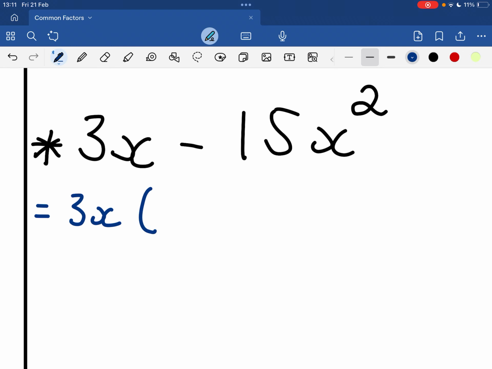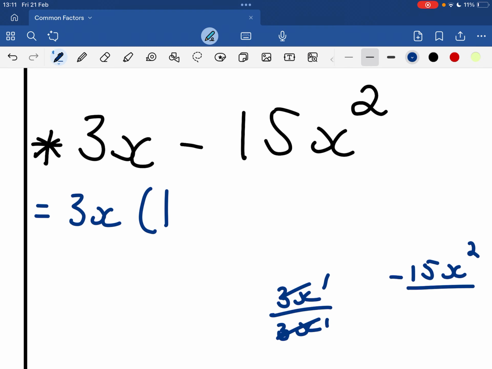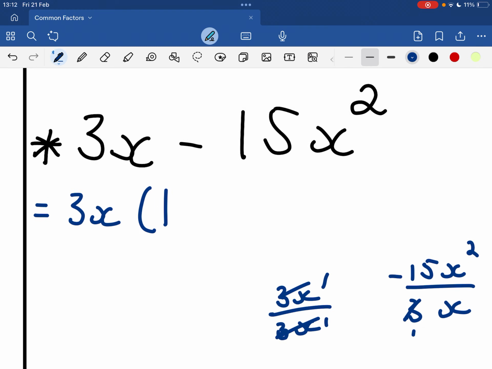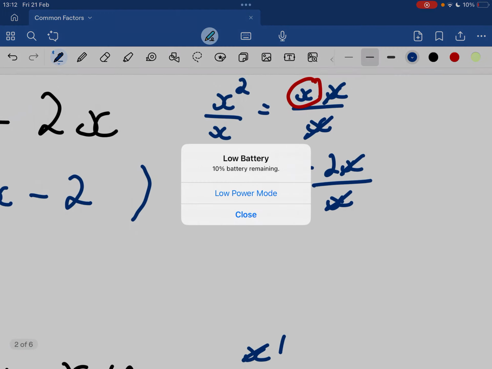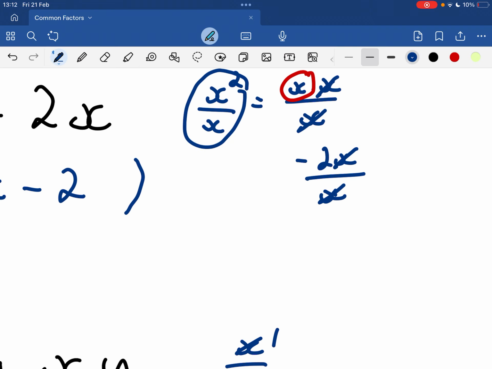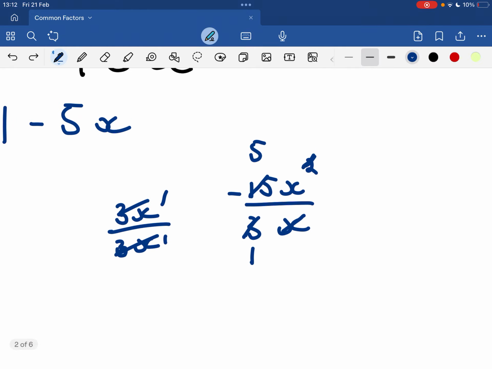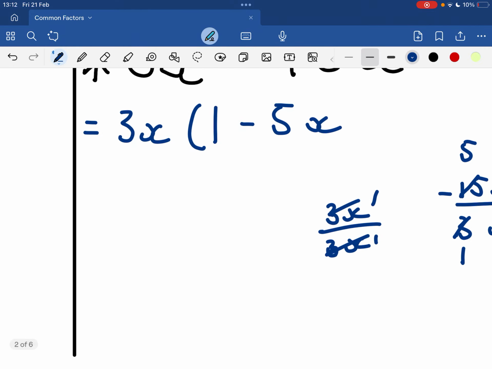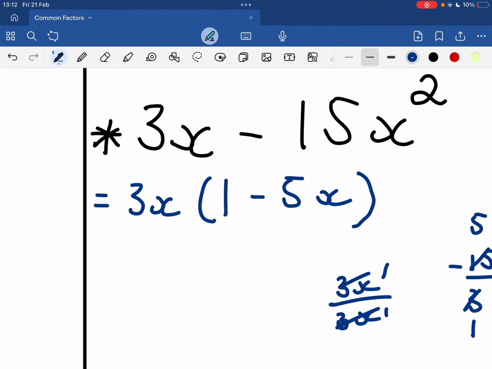In our first term, we have 3x, and if we divide it by the common factor of 3x, we would just be left with 1. In our second term, we have minus 15x squared, and if we divide that by 3x, well, 3 goes into 3 once, 3 goes into 15 5 times, x cancels one of the x's there, so you're left with minus 5x. Remember, when you have x squared over x, that's the same as having x times x, and when you divide that by x, you're just left with x, and that's what we have here, x cancelling one of the x's in there. And so this is what this factorizes to become.